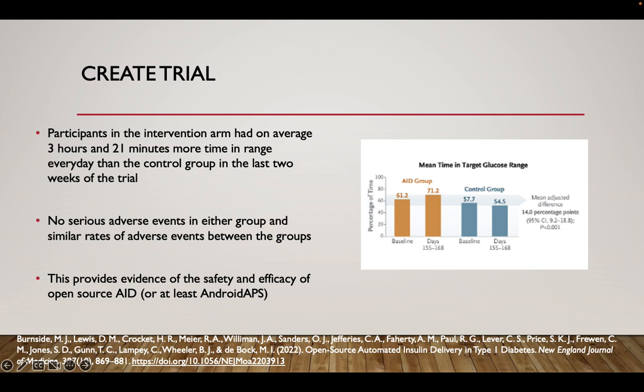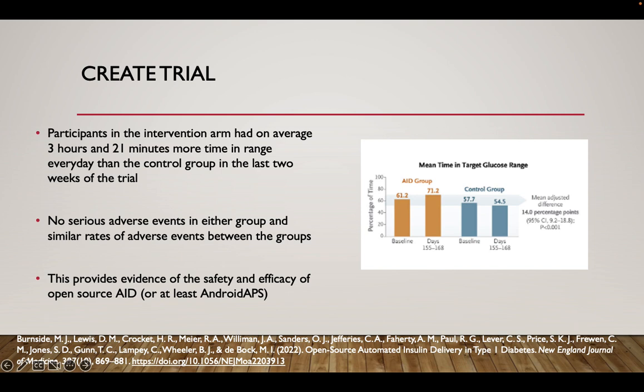And so that mean adjusted difference is what we're looking for, of 14 percentage points. And the average there being of time in range being above that target threshold of 70%. So participants in the intervention arm had on average 3 hours and 21 more minutes time in range every day than the control group, at least where we measured it in the last 2 weeks of the trial.